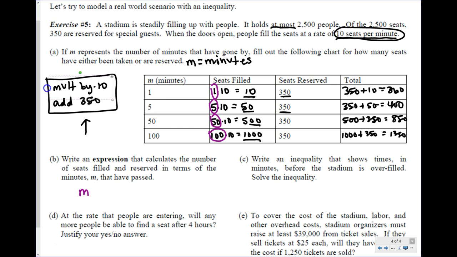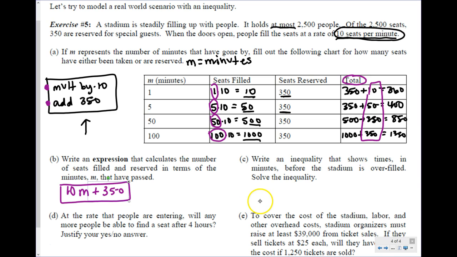Then what did I do to the m? What was the first thing I did? Look up here. The first thing I do is multiply by 10. So 10 times m. What's the second thing I did? I added 350. So there's my expression for how I figured out this total. I did 350 plus whatever I multiplied by 10 here. Okay? That's probably the hardest part of thinking about that relationship, right?